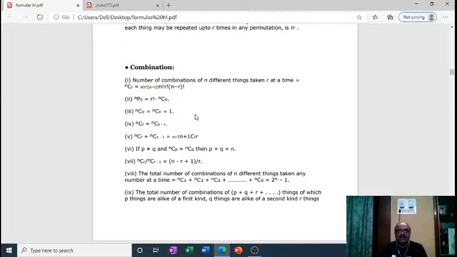One more property, nCr is always equal to nC n minus r. If I say 5C3, it is 5C 5 minus 3, which is 5C2. So 5C3 and 5C2 are going to be equal. That's what they want to say.